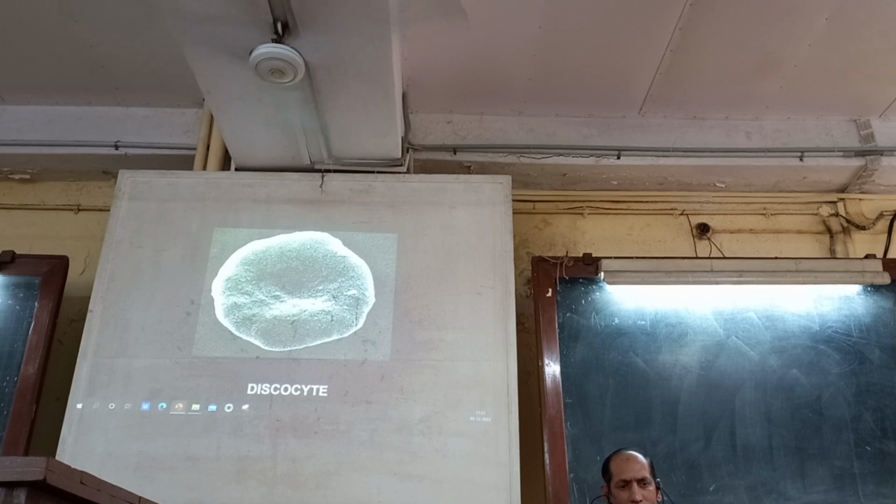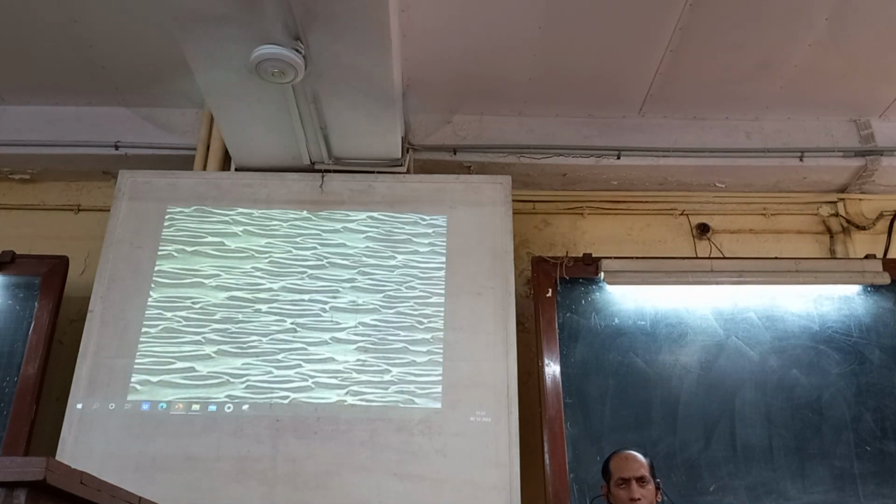In a peripheral smear, on a scanning electron microscope, the RBC spread is seen like this. You will be doing RBC count and WBC count in physiology. First they will teach you the WBC count.